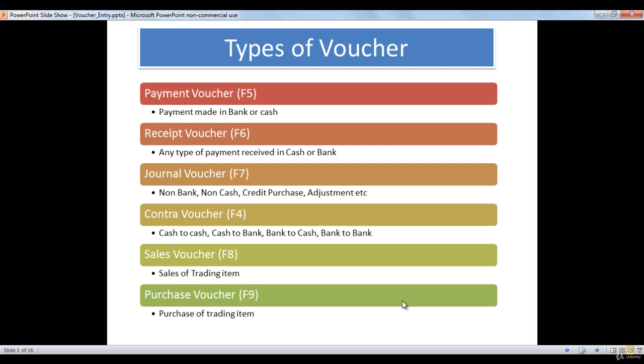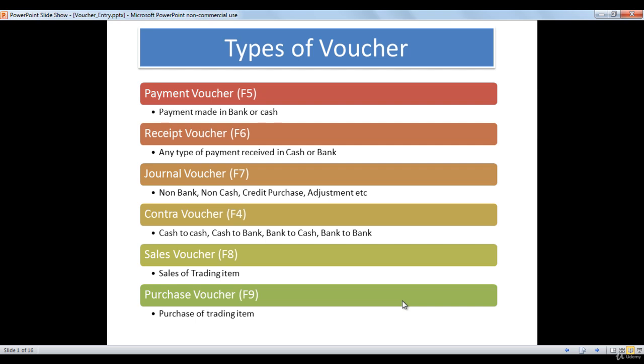The next type of voucher is a sales voucher. The shortcut is F8. Sales of trading item. It is very easy to understand when a company is selling something. Now it's not the sale of any goods or any services. This has to be the company's trading item.